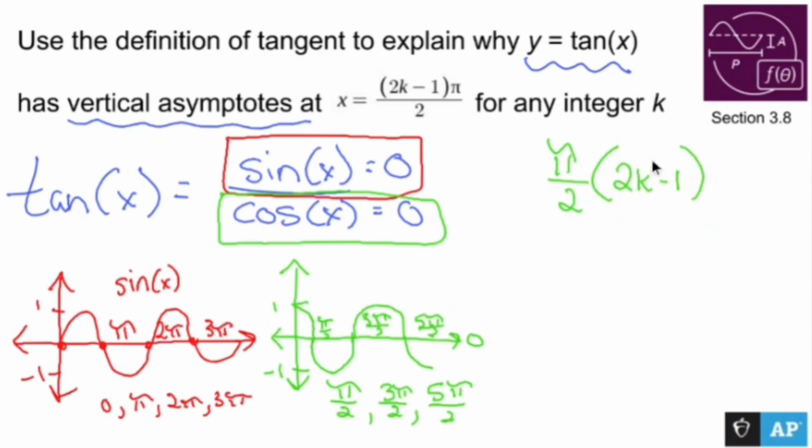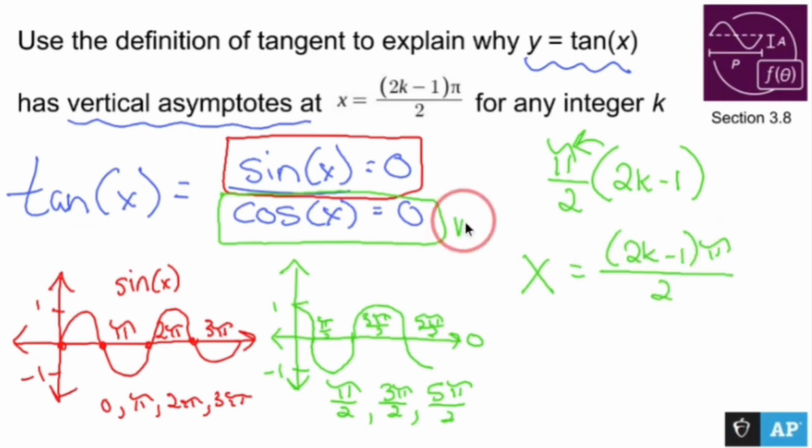So again, if I were to plug in 1, I would get 2 times 1, 1 minus 1 is 1. So 1 pi over 2, like you. And if I were to plug in 2, then I would get 2 times 2 is 4, 4 minus 1 is 3, 3 pi over 2, so on and so forth. That, when simplified and multiplied to the very top, gives you x equals 2k minus 1 pi all over 2.